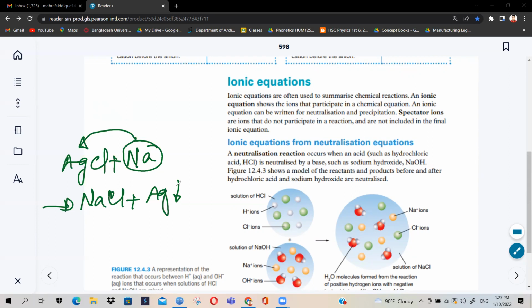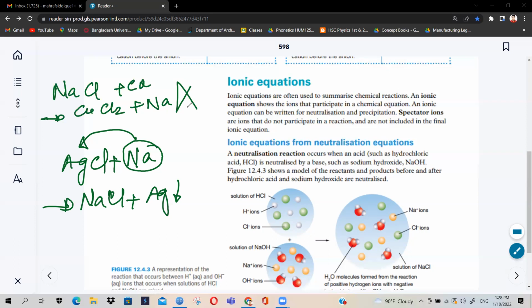We will study the activity series as well, like which element can replace another. Like if you write, say for instance, sodium chloride plus copper, and then you write copper chloride plus sodium, this is wrong. You will get a zero if you write this, because it's not possible for copper to replace sodium. Copper is less reactive than sodium, lying at the very bottom of the activity series. So copper cannot replace sodium.